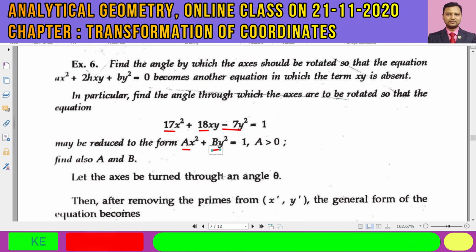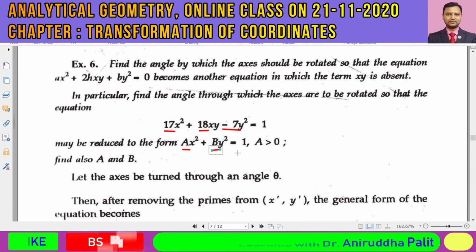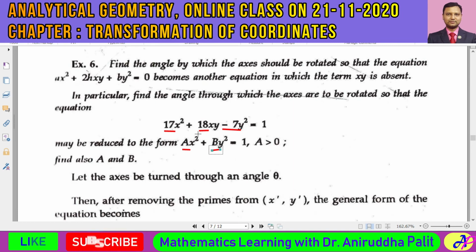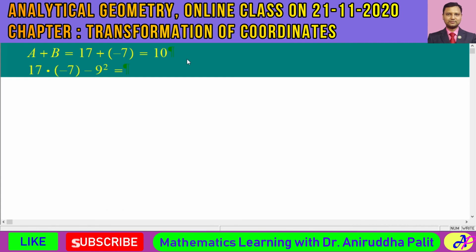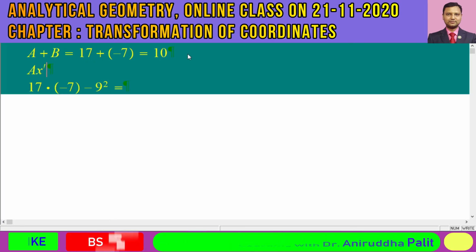minus, no term is there containing x into y, therefore h should be equal to 0, because in this expression, you see, this expression a x square. Yeah, or you can write x prime.